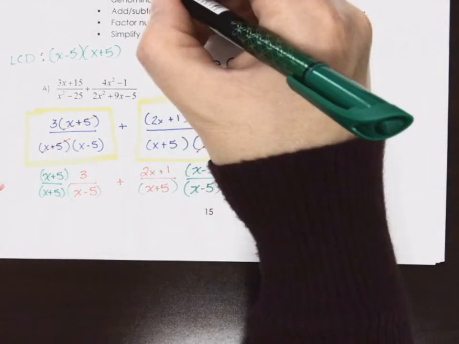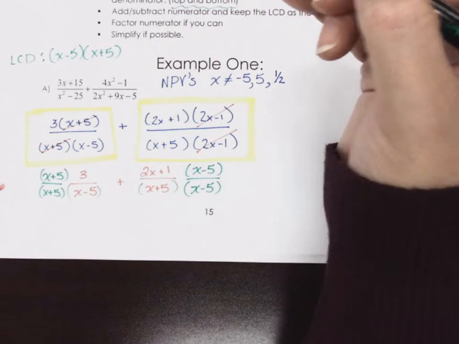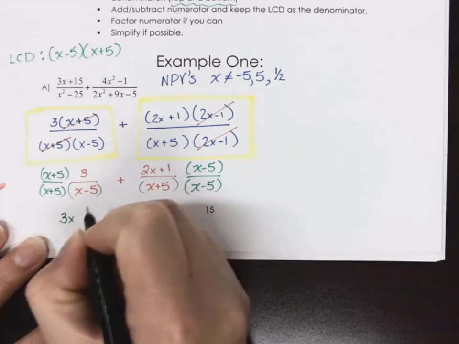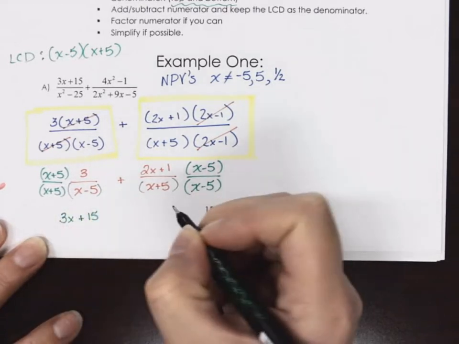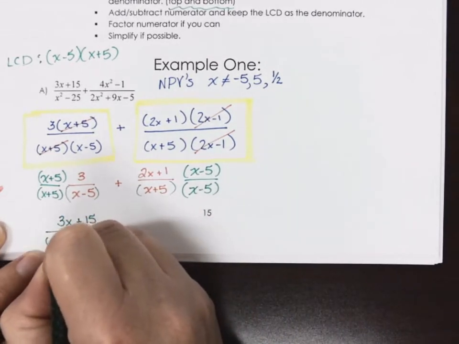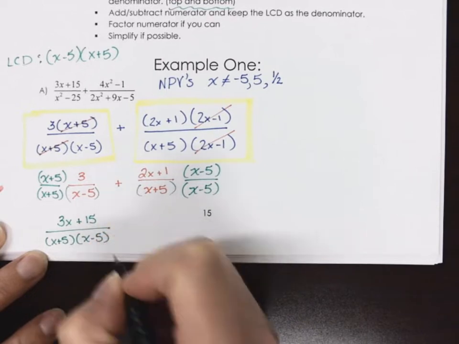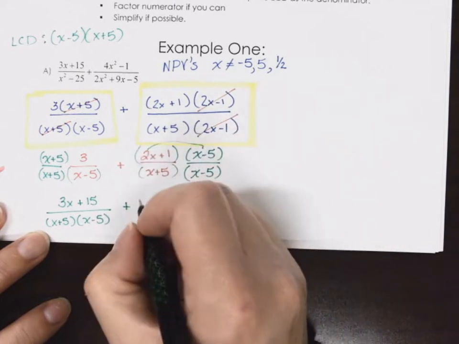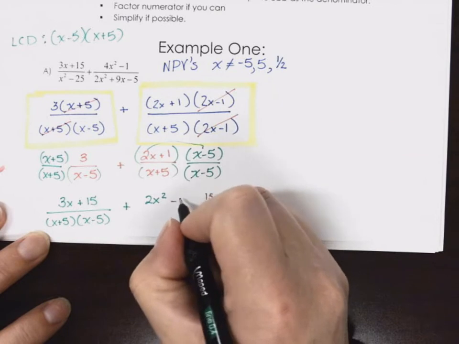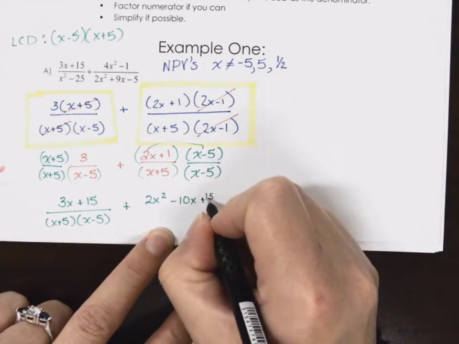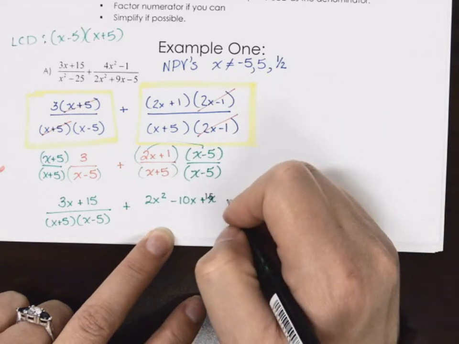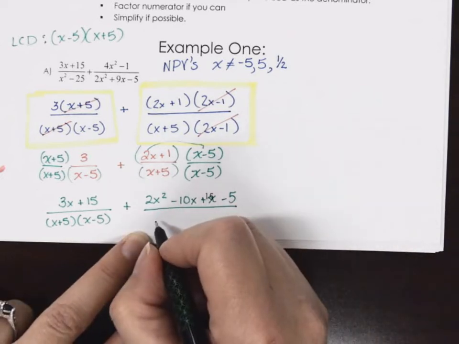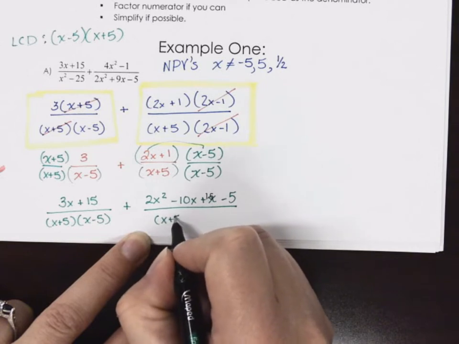All right, so I've done factors, state the NPVs, simplify, find the LCD. Okay, multiplied by that. Okay, all right, now I got to actually do the multiplying. So I'm going to have 3x plus 15. I'm going to leave the denominator in factored form. I'm not going to multiply the denominator together. Plus, now I got to multiply this. 2 times x is 2x squared. 2 times -5 is -10x plus x minus 5 over, what am I doing here? Leaving it in factored form.